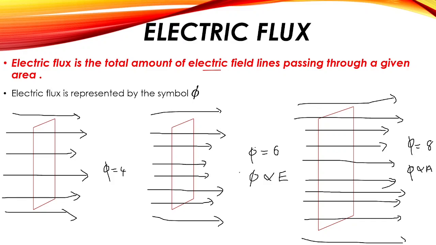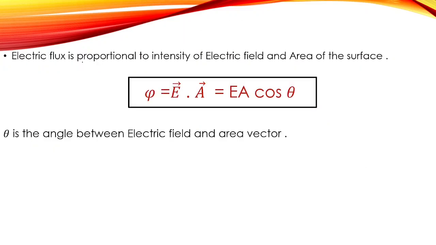From these two relations we could derive an expression for finding electric flux through a body. So let's look at that. Electric flux is proportional to intensity of electric field and area of the surface. So our electric flux is equal to E dot A. What is E? E is our electric field and since it is a vector we have E vector dot A vector. And what is the A vector? It is our area vector that we have studied earlier.